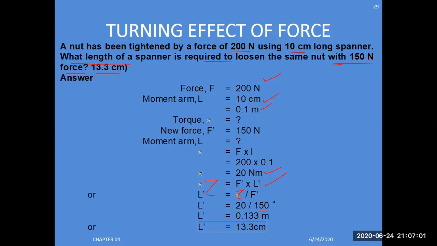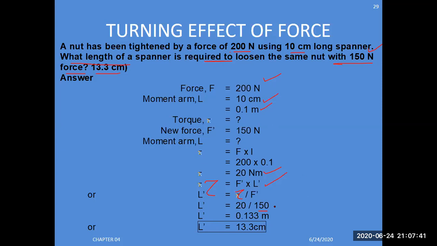You have to see what will be the force acting at that time. It will be 150 Newton. The same spanner, what length of the spanner is required to loosen the same nut with 150 Newton? Very simple. First, the force is given, the moment arm is given, you calculate the torque. If you are changing the force for the same nut, what length is required, then you calculate the torque produced in case of 150 Newton.